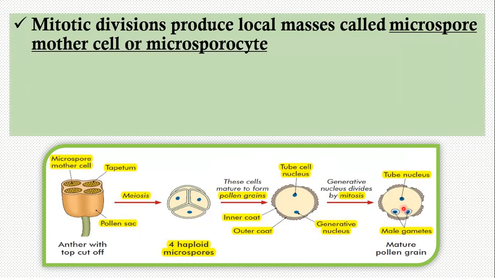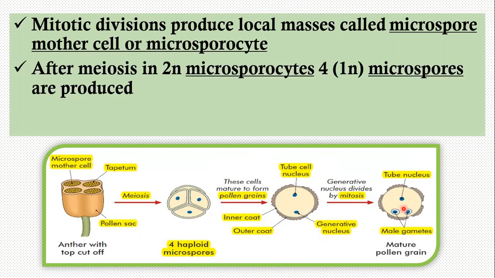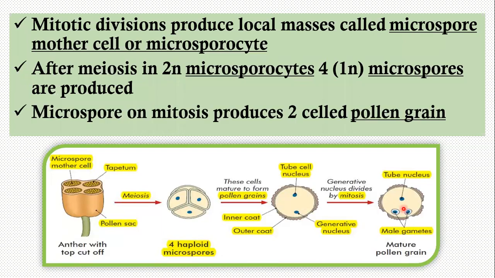Mitotic divisions produce localized masses called microspore mother cells, and after meiosis, microsporocytes produce four microspores, right? So microspores on mitosis produce a two-celled pollen grain. This is the two-celled pollen grain.